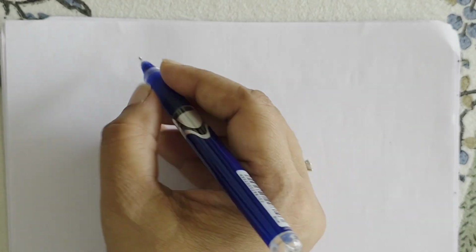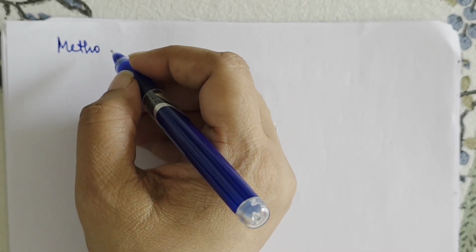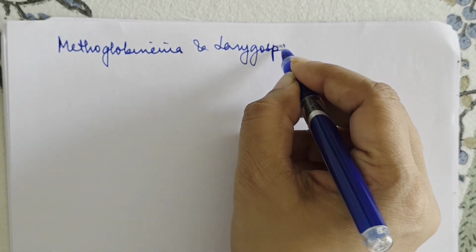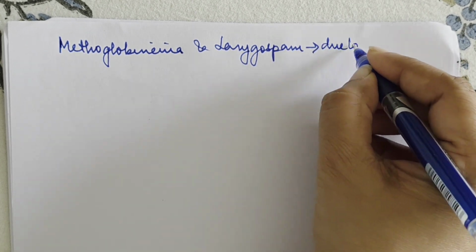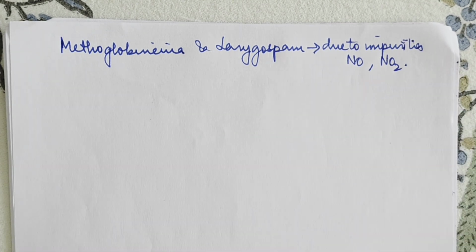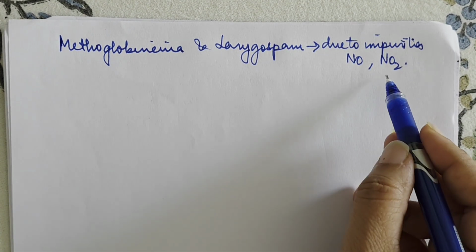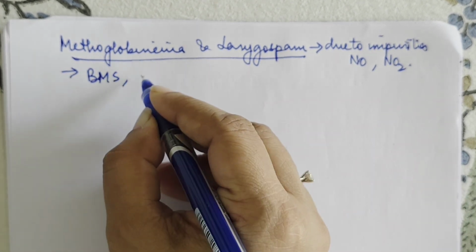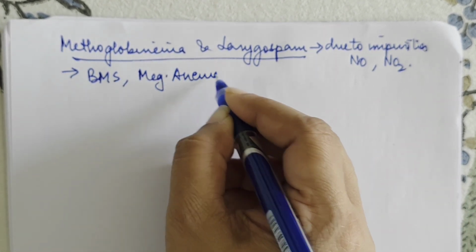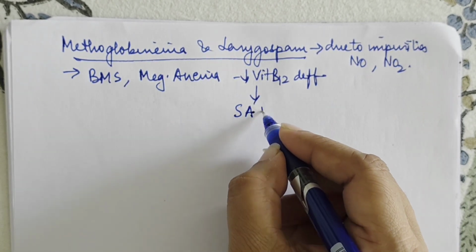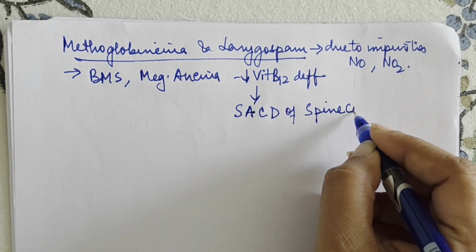So N2O can cause methemoglobinemia and laryngospasm. These things are seen with N2O due to impurities, right? What are the impurities? Nitric oxide and nitrogen dioxide. Due to these impurities, it can result in methemoglobinemia and laryngospasm. Then it causes bone marrow suppression and megaloblastic anemia due to vitamin B12 deficiency. This can also result in subacute combined degeneration of the spinal cord, right?